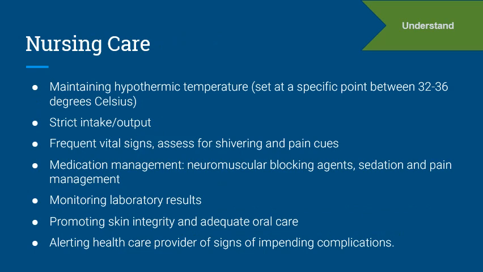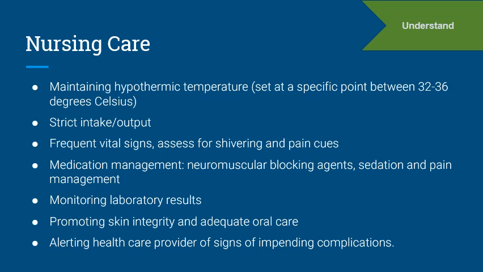This slide goes over more detail of the nursing care. Nurses play a very important role in monitoring patients who are undergoing therapeutic hypothermia. Nurses need to make sure that they're checking the patient's core body temperature and that it's being maintained at a specific set temperature. They need to maintain a strict intake and output of all their patients and be hypervigilant in performing frequent vital sign checks to ensure even small, subtle changes are spotted immediately. The nurse has to assess for signs of seizure activity and shivering, which could both be life-threatening to the patient.